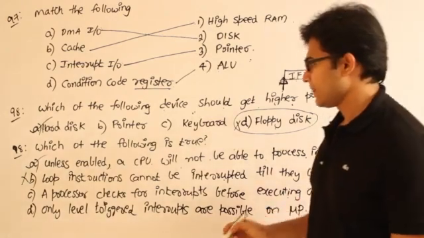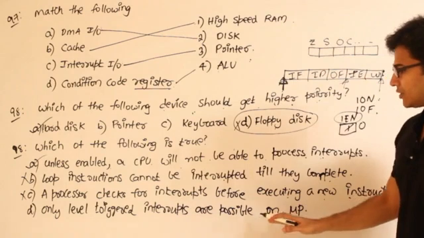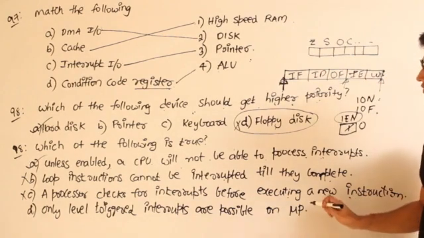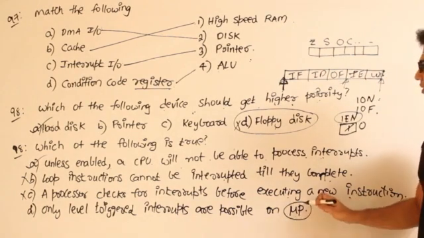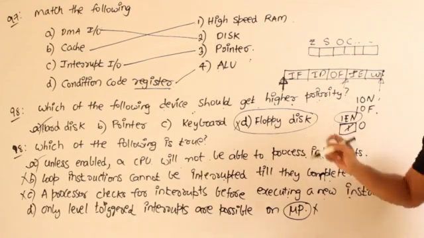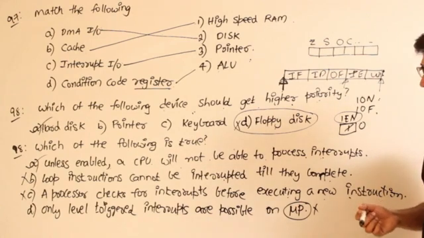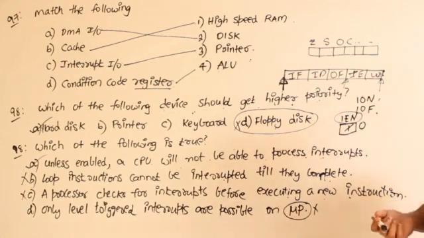Therefore it is wrong. And the next one is about microprocessors: only level triggered interrupts are possible on microprocessors. Actually, microprocessors are not in our syllabus. So this option D, I think it must have been there in the 1998 syllabus, because this is a 1998 question, but presently we don't have it. But anyway, let me just answer it.